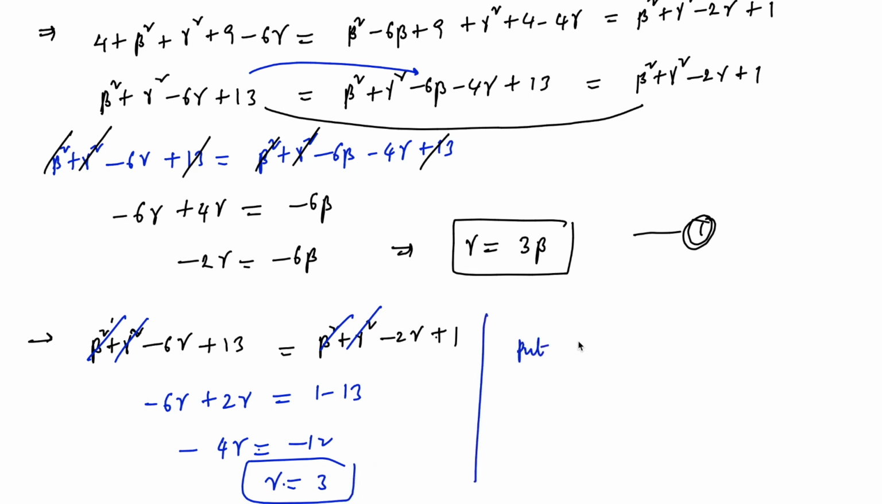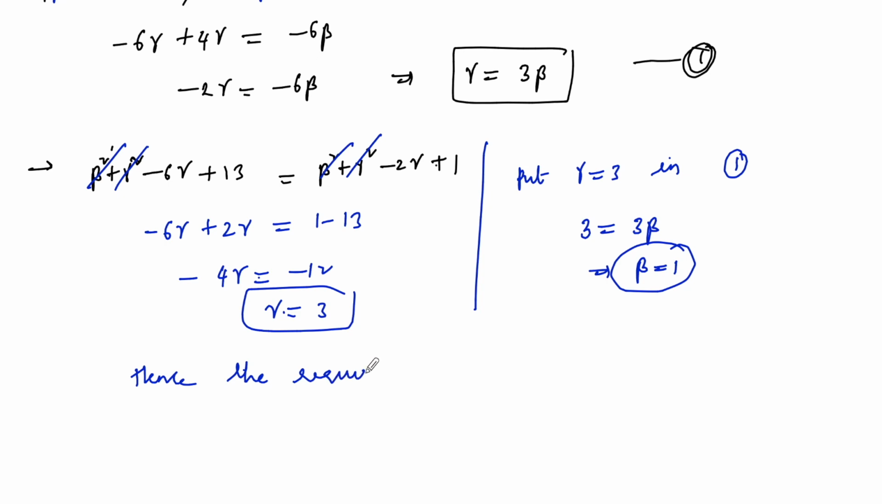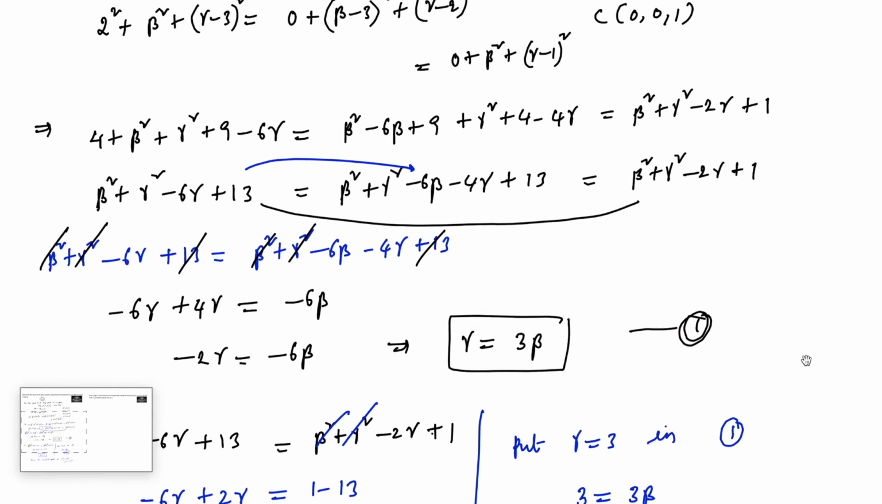So put gamma is equal to 3 in equation 1. So we'll get 3 is equal to 3 beta, which implies that beta is equal to 1. Hence the required point on the YZ plane is, we can say x coordinate is 0, y coordinate is 1 and z coordinate is 3. So (0, 1, 3) is the point such that PA is equal to PB is equal to PC. Okay.